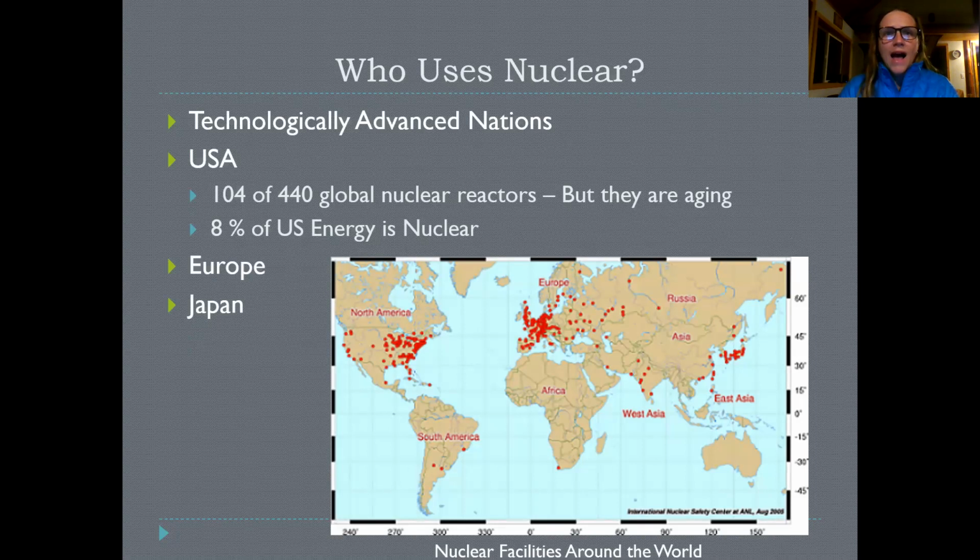In the US, we have 104 nuclear reactors, which is almost 25% of the total number of nuclear reactors on the planet. We produce about 8% of our energy through this type of electricity production. And then, as I already mentioned, places like countries in the EU and places like Japan have a particularly high dependence on nuclear fuel.